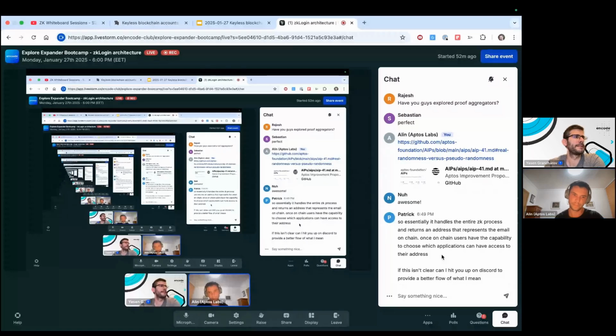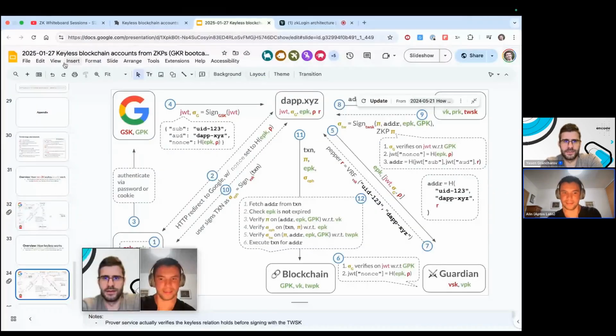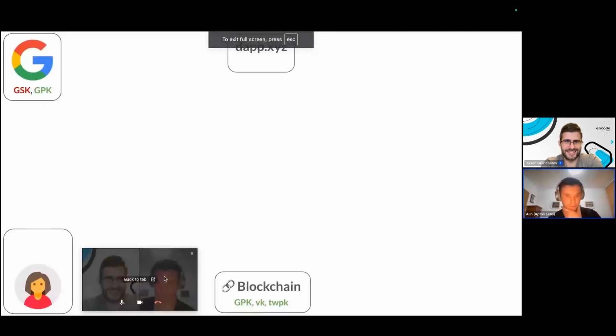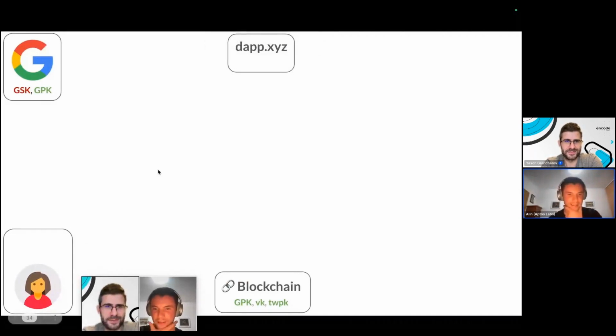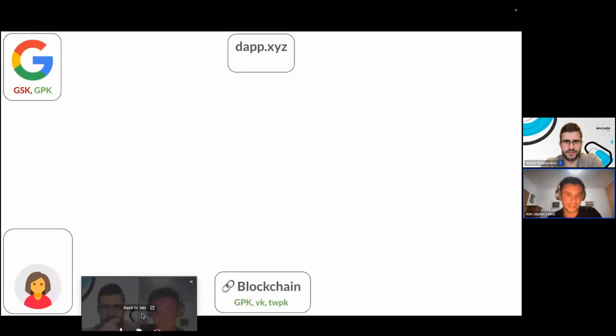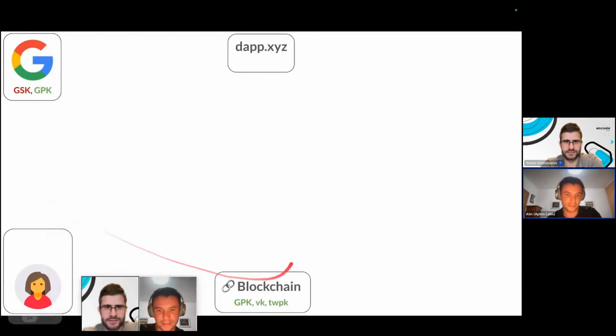Yeah. All right. Let me do this flow really quickly because I want to give it a try also for my own benefit to see if it makes sense, and also I think it'll help put everything into context. So, okay, here's all of the moving parts. I have my user, I have Google, I have a DApp or a web wallet, and I have the blockchain. The blockchain has Google's pub key. It has the Groth16 verification key for the keyless relation, and it has the training wheel pub key that the prover service uses to sign proofs to have this security mitigation against circuit bugs.